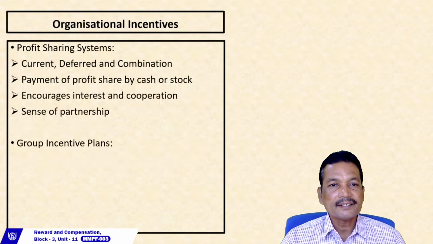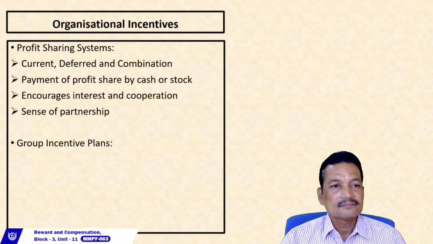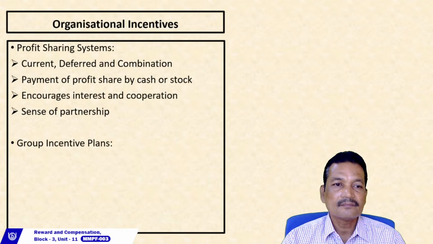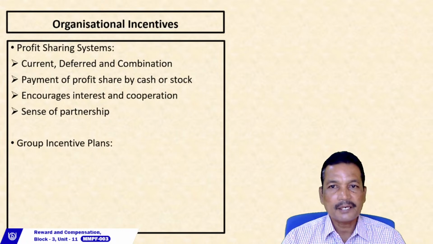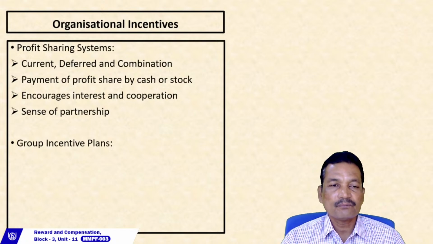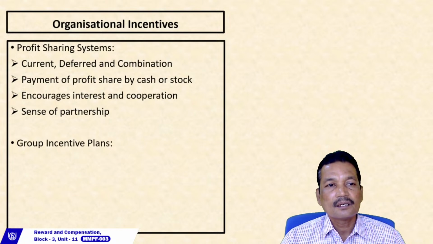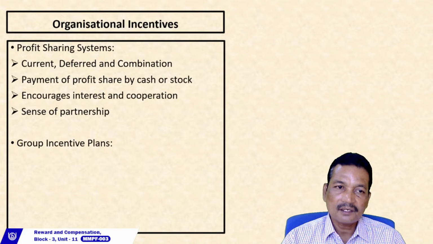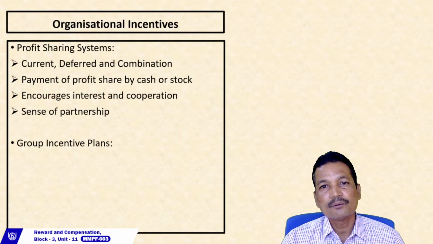Now, various kinds of organizational incentives, we can say, are on the basis of profit sharing or group incentive plans. When we are talking of profit sharing systems, we can say current profit sharing or deferred profit sharing or a combination of both.